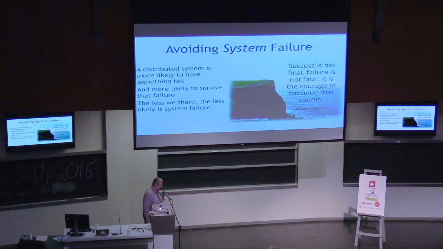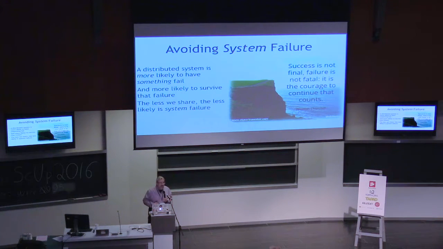Avoiding system failure while effectively embracing element failure. A distributed system, by its nature, is much more likely to have something fail. It is hopefully, if you've designed it correctly, much less likely to suffer a systems failure as a result of that individual failure. But just because you've got more working parts and more nodes and more network and more things, the chance of something going wrong is actually higher than if you had a monolithic system.